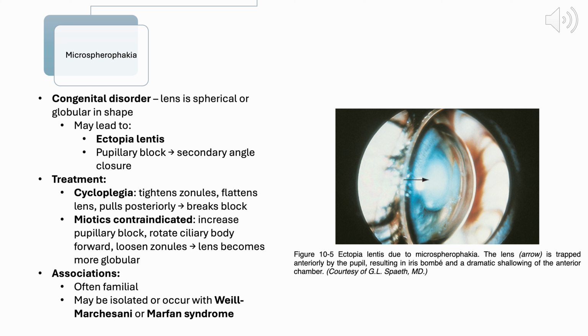In contrast, miotics are contraindicated. They actually worsen the problem by loosening the zonules, pushing the ciliary body forward, and making the lens even more globular, which can intensify the pupillary block.